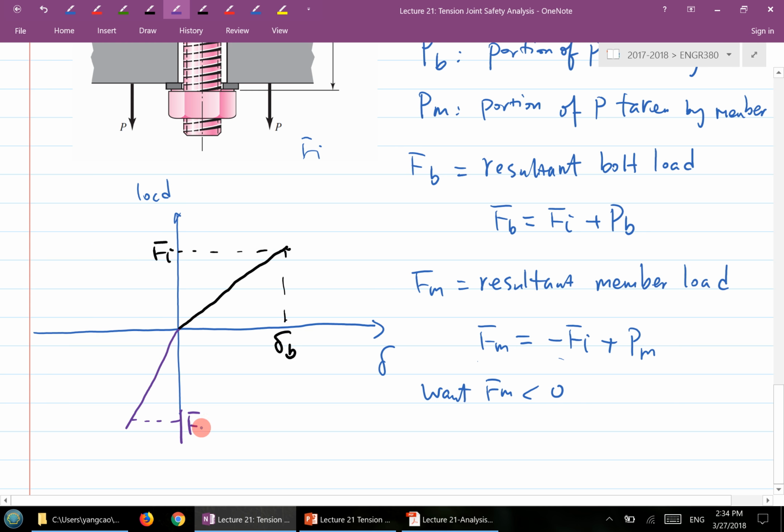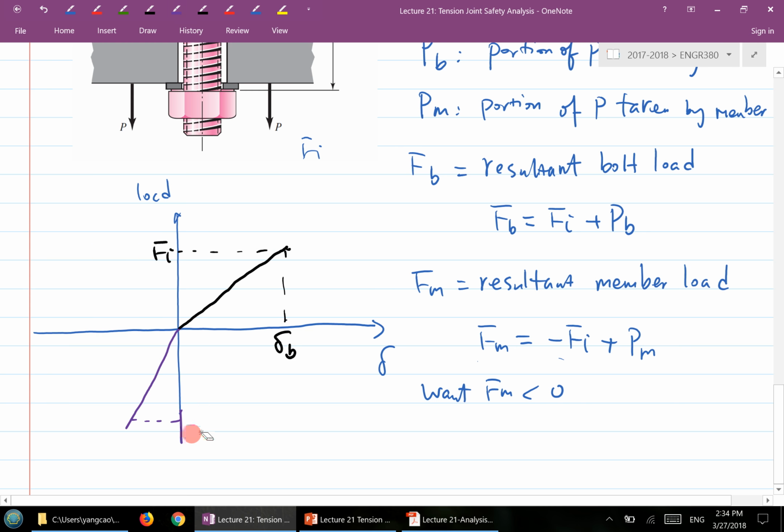So if this is Fi, of course this is negative Fi here, and that's the amount of compression on the member. So the member feels a compressive force. Okay, good. So now the external force comes into the picture. So external force P comes into the picture.